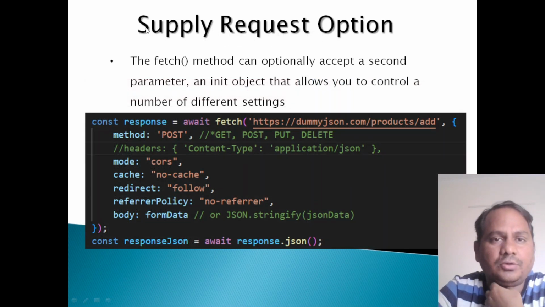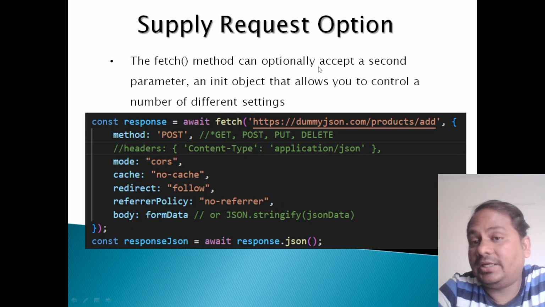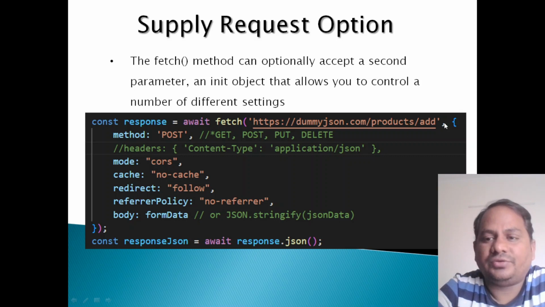So here we were talking about supplying request options. This is the same thing that we were talking about in the last slide. The fetch method can optionally accept this second parameter, because some requests can work with the default configuration, but if we want to give more information in the request configuration, then we can provide it. What is this method, mode? It supports options like cors, no-cors, cache, no-cache, redirect, referrer policy.